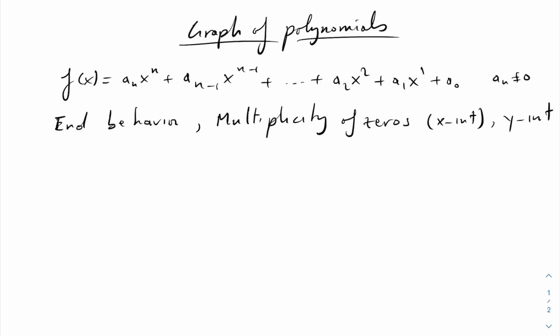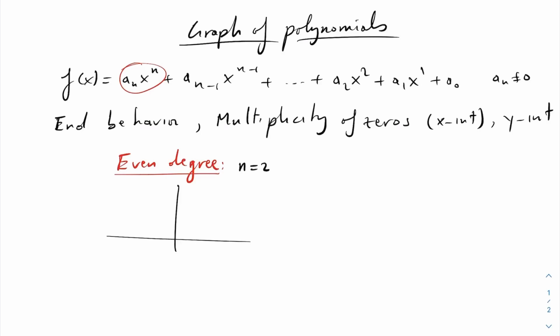For the end behavior, it is determined by looking at the leading term. In my general formula here, given that a_n is not equal to 0, my leading term would be a_n x to the power of n. And so, looking at your leading term, if you have a function that has a degree that is even, for instance n equals 2, then the end behavior of the function will be going in the same direction, as you can see in my example here for n equals 2.